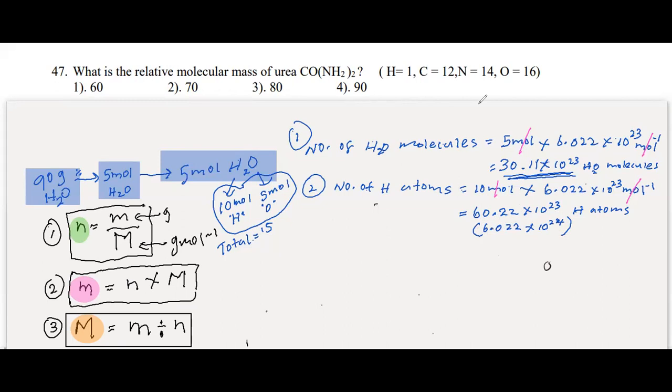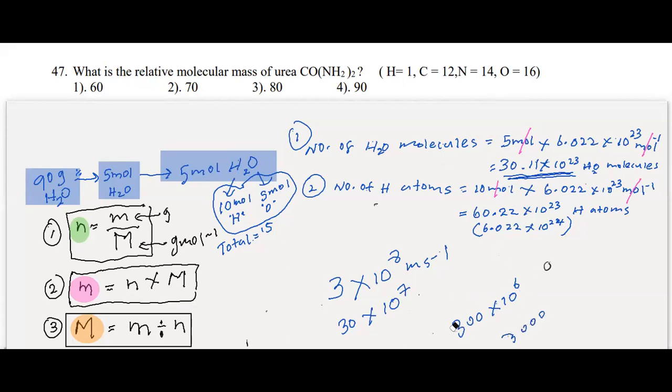Say velocity of light, we write in scientific notation, what? 3 into 10 to the power 8. But if you want, you can make it 30 into 10 to the power 7, no problem. If you want, 300 into 10 to the power 6. Velocity of light is 3 into 10 to the power 8 meters per second. But you can write this as 30 into 10 to the power 7, or you can make it 3000 into 10 to the power 5.